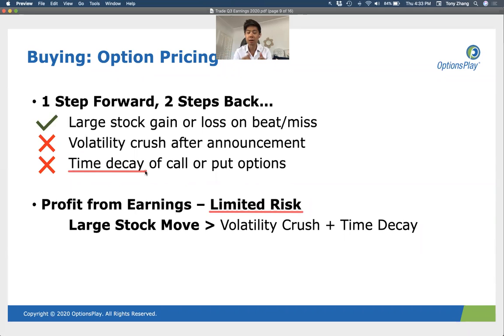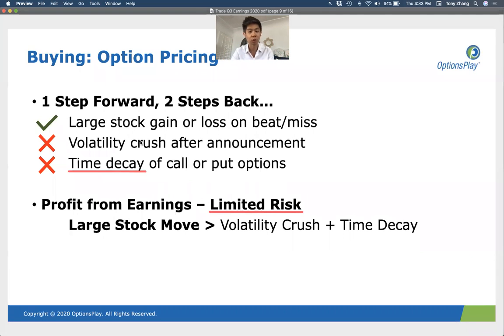Now, once the announcement is out, once the news is out, that uncertainty is gone, and that elevated premium that market makers or call or put sellers will charge will naturally decrease. So what you have is the value of a call or put, with all things equal, even if the stock price doesn't move, the call or put option will actually decrease in value a little bit.